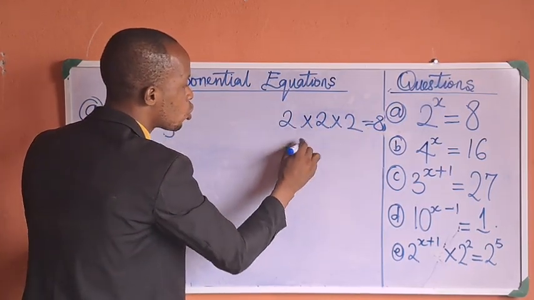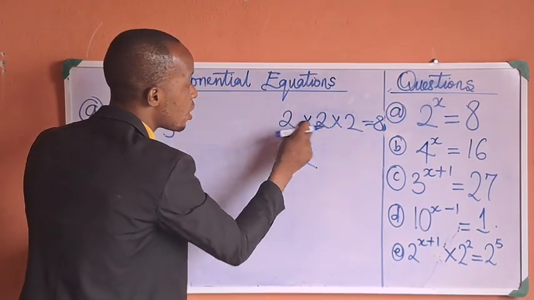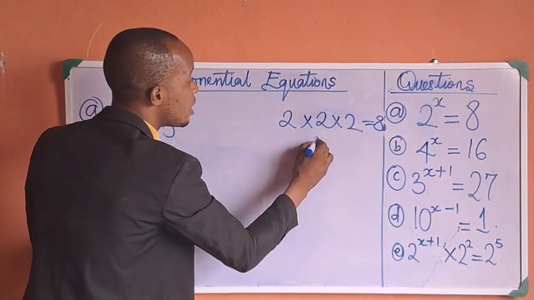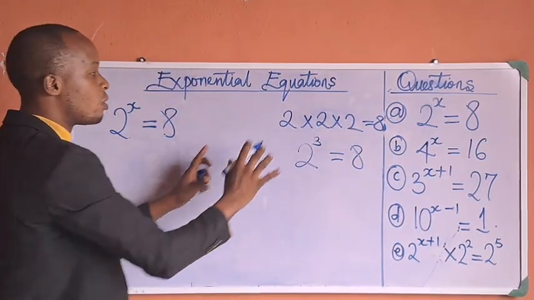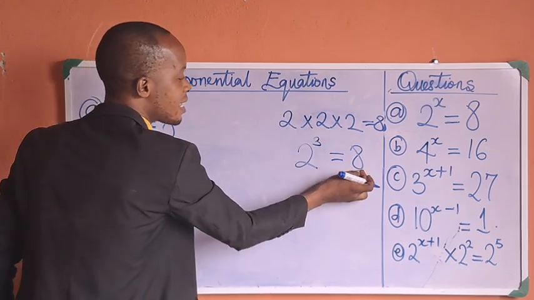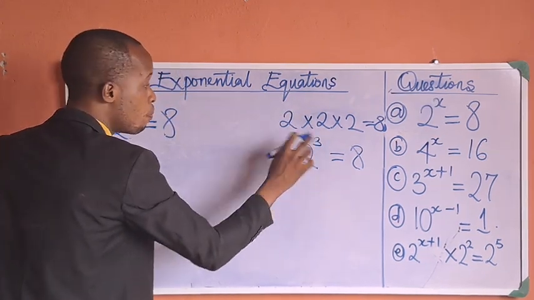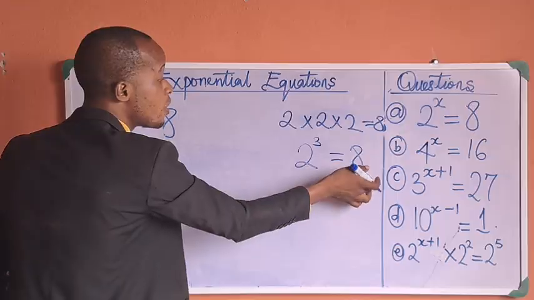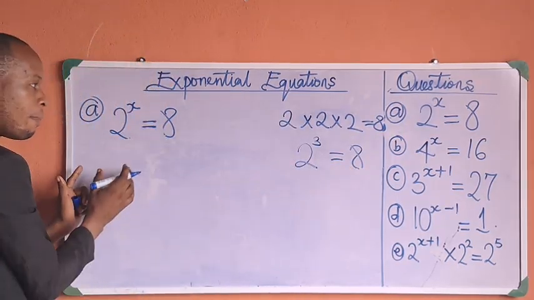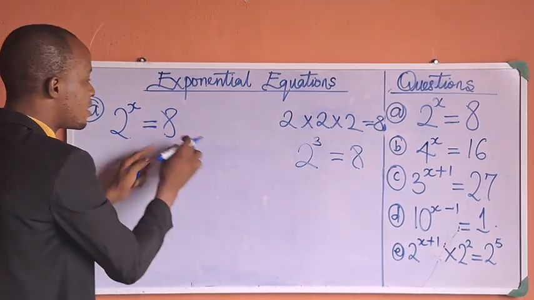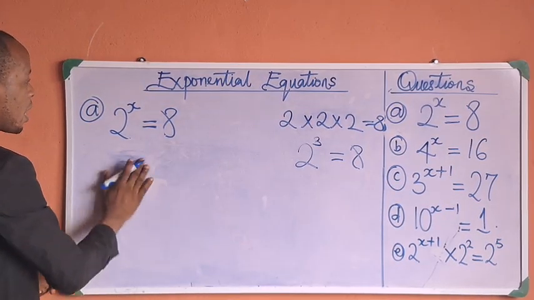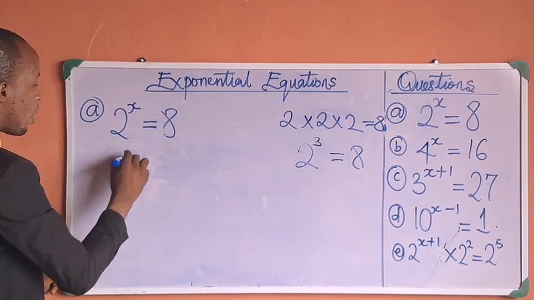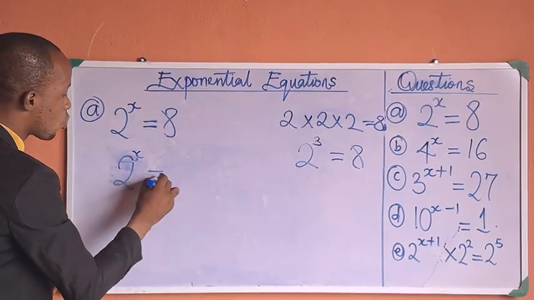In other words, 2 having the power of 3, multiplied by itself in 3 places, is what gives me 8. So what I have done now is that I have expressed 8 as a power of 2, 2 being multiplied by itself 3 times to give me the 8. So I will come back to my question and replace this 8 with 2 raised to power 3. The next step will be I bring down my 2 raised to power x with my equal sign.